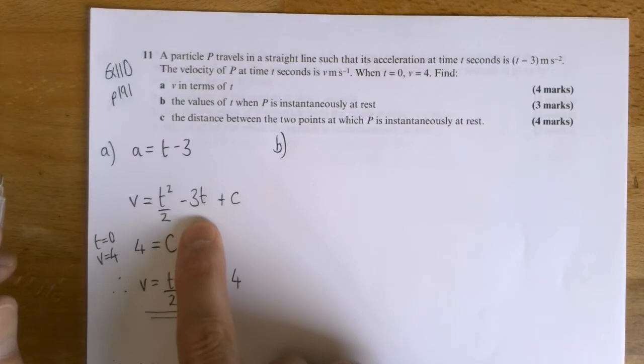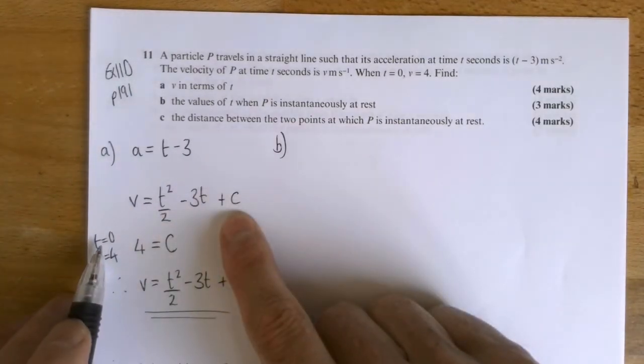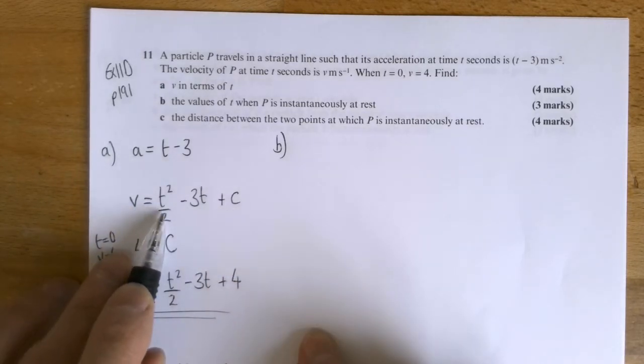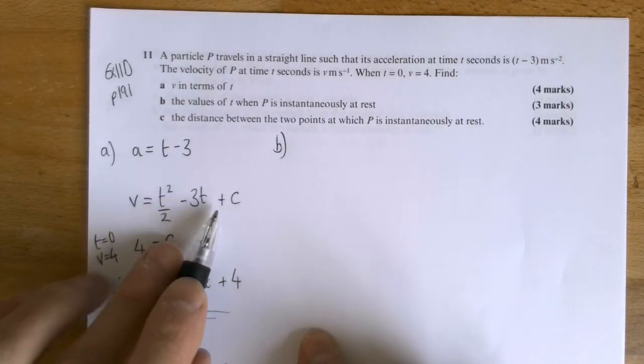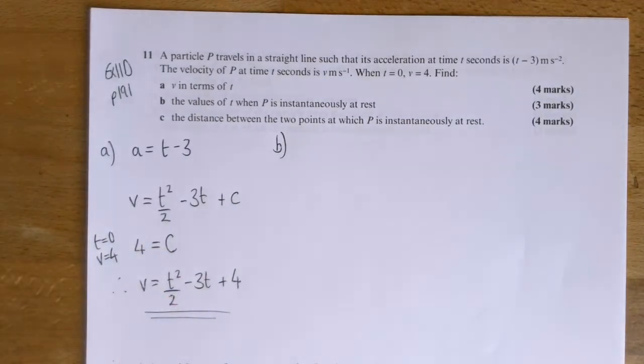Minus 3 becomes minus 3t, but don't forget we're integrating here, plus c. We're told that when t is 0, v is 4, so 4 equals 0 squared over 2 minus 3 times 0 plus c, so you get that c is 4. So that is your answer to part A, v in terms of t.